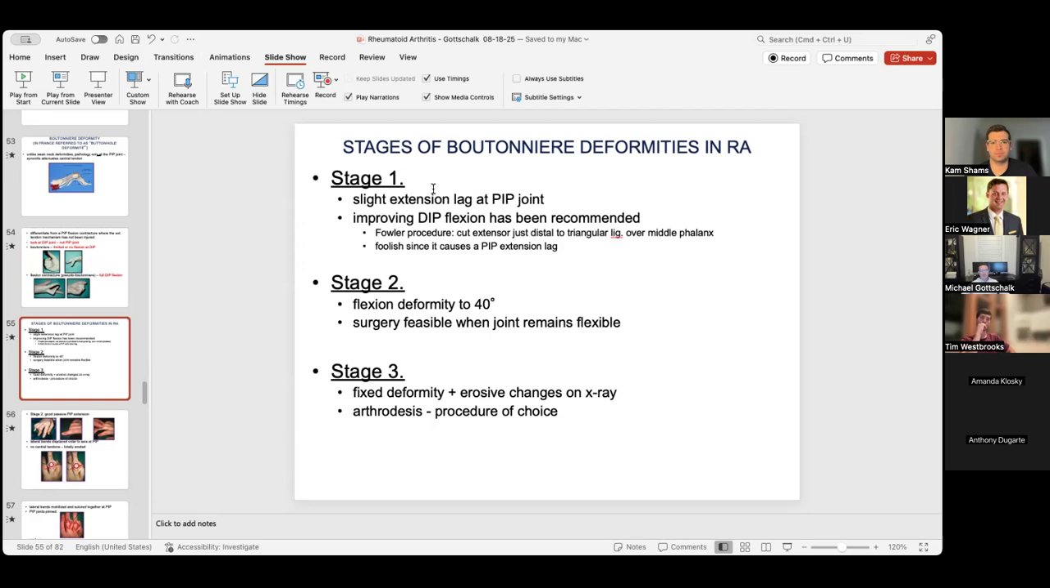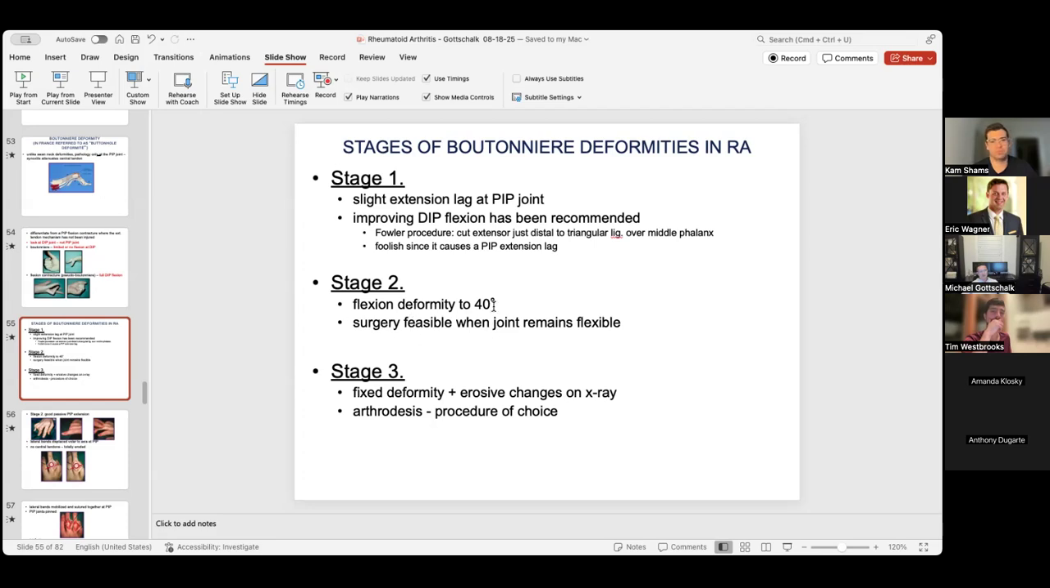So yet again, stage one, slight extension lag at the PIP joint. And these people often will have some issues at the DIP. This gets very controversial, where they used to do what they call a Fowler procedure, which is where essentially you cut the extensor just distal to the triangular ligament over the middle phalanx. And this causes a PIP issue, but often will allow you to flex at the DIP.